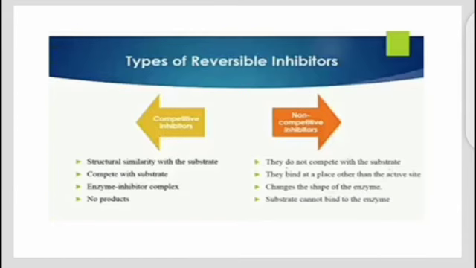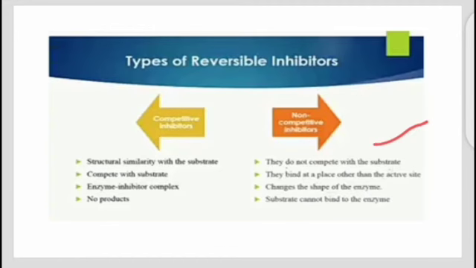First one is the competitive inhibitors. Competitive inhibitors have structural similarity with the substrate. It means that they are going to compete with the substrate because of their structural similarity. After the competition, an enzyme-inhibitor complex will form, but as we know they are inhibitors, so they will not produce product.